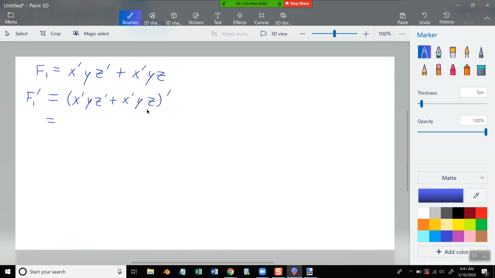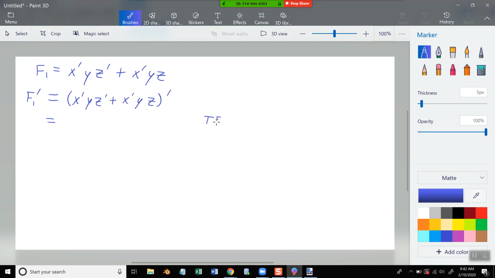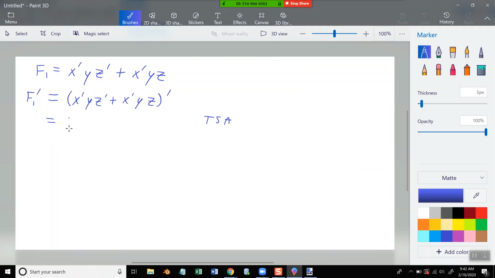Which means that I can apply De Morgan's theorem here, theorem 5a, and addition becomes multiplication. Now, notice when addition becomes multiplication, we put a prime on each one of those. Then that goes away. So we would have x prime y z prime prime, and then x prime y prime z prime.